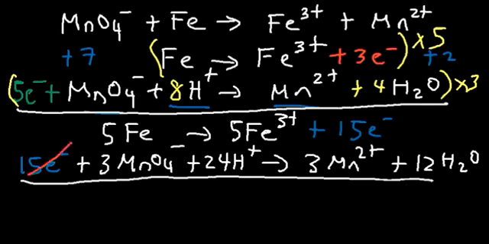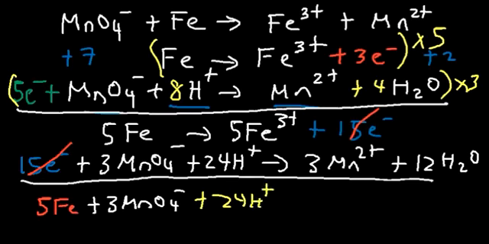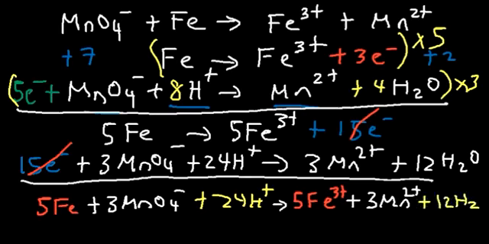So now we can add those values. So we have 5Fe plus 3 permanganate ions, 24 H plus ions, 5 Fe3 plus, 3 of those, and 12 H2O molecules. Okay, let's check to see if we balanced it correctly.